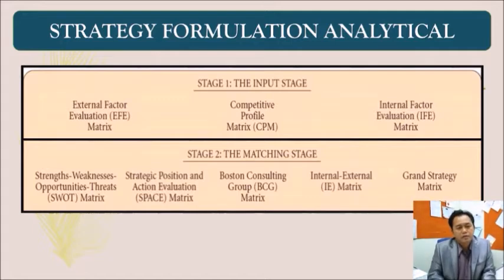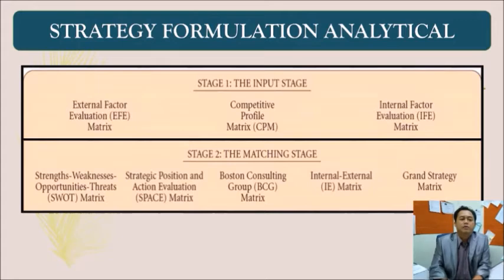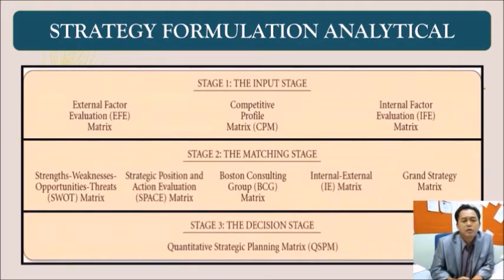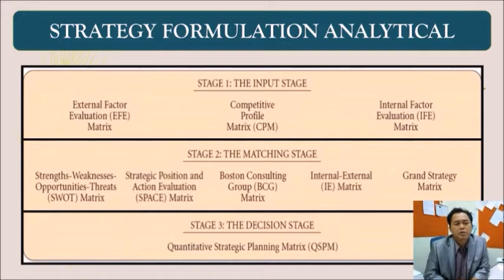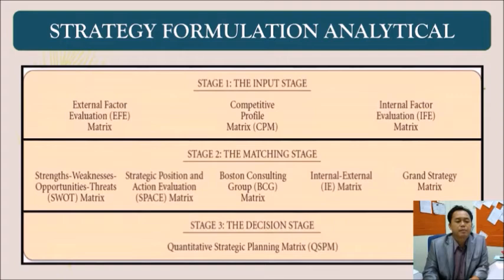After you have done the first and second stage, now is the final stage, stage 3, called the decision stage. In this decision stage, we use the quantitative strategic planning matrix or QSPM. QSPM uses the input information in stage 1 to objectively evaluate alternative strategies identified in stage 2. Participants could individually rate strategies on a 1 to 4 scale as to desirability and then sum the ratings from all participants so that a prioritized list of the best strategies could be achieved.